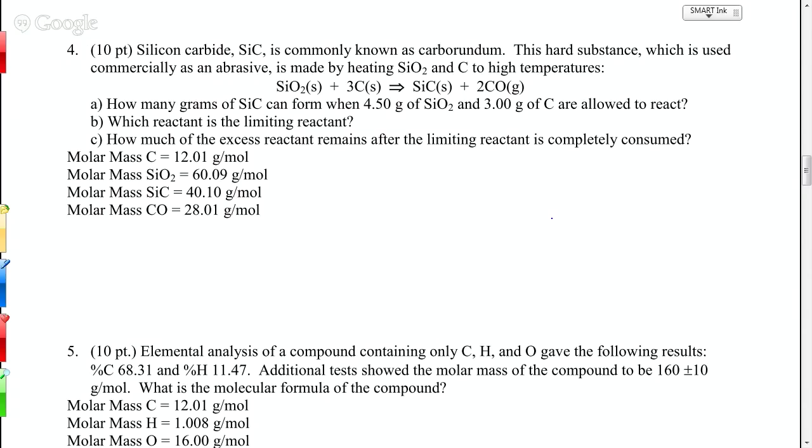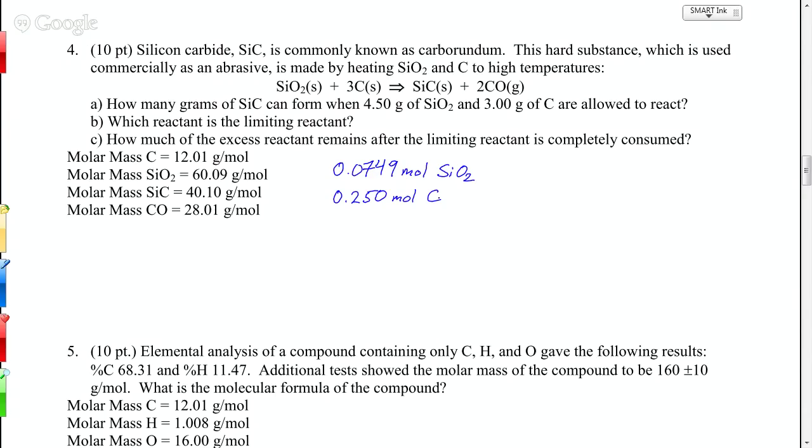That means we're going to take 4.5 grams of SiO2 divided by 60.09, which gives 0.749 moles of silicon dioxide, and 0.250 moles of carbon. Okay.